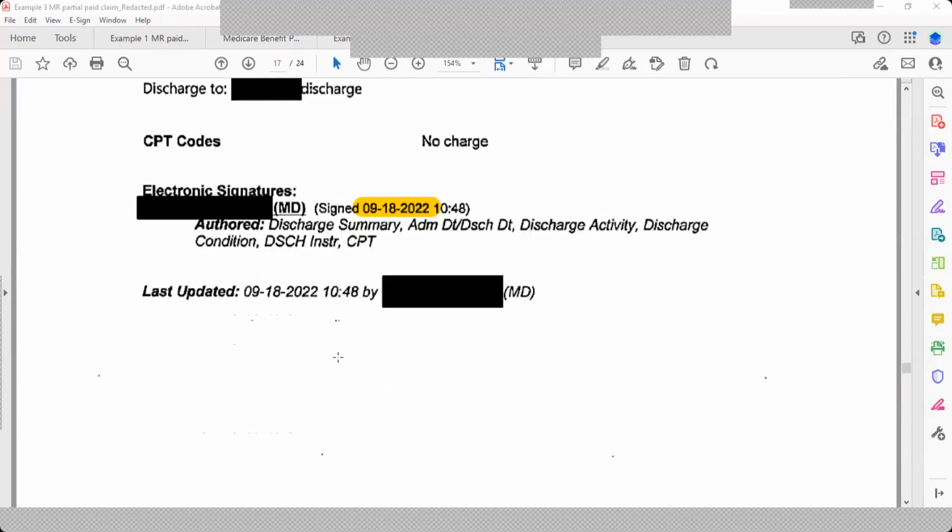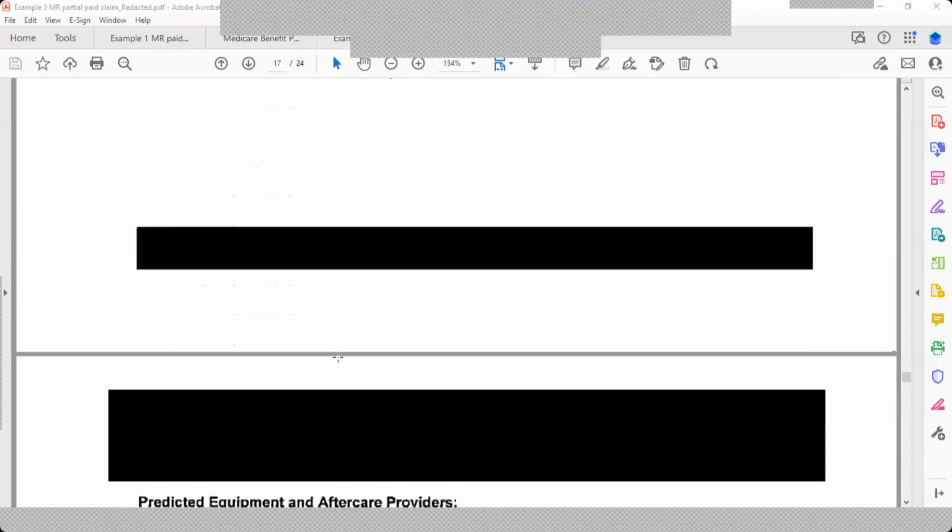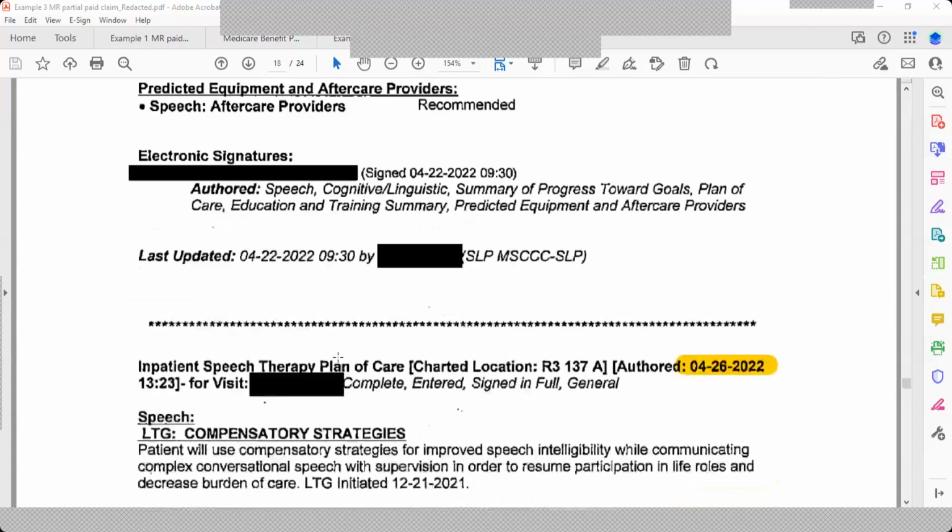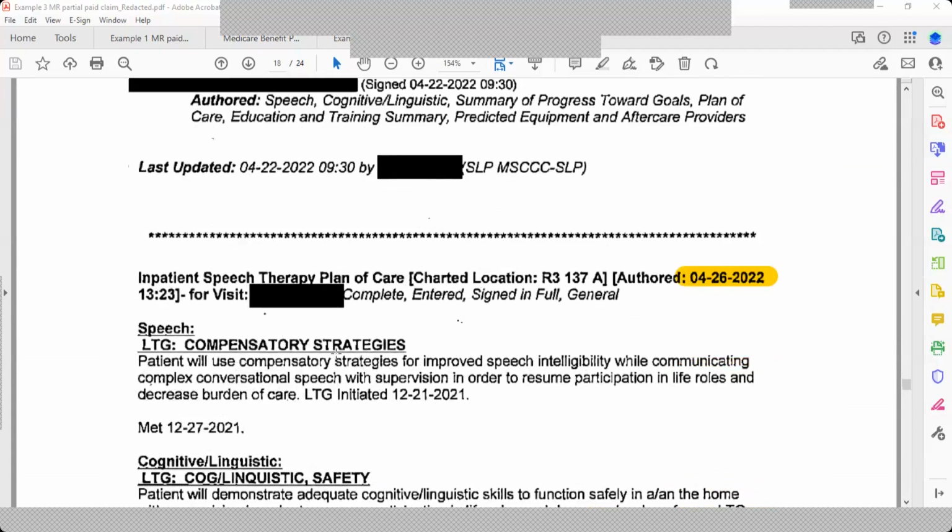Finally, we're going to review the patient's therapy notes for this inpatient rehabilitation stay. The patient did not meet the intensive rehabilitation program requirements of either 3 hours a day for 5 days a week or 15 hours a week. Physical therapy, occupational therapy, and speech therapy notes were sent with the documentation received from the IRF for the claim.